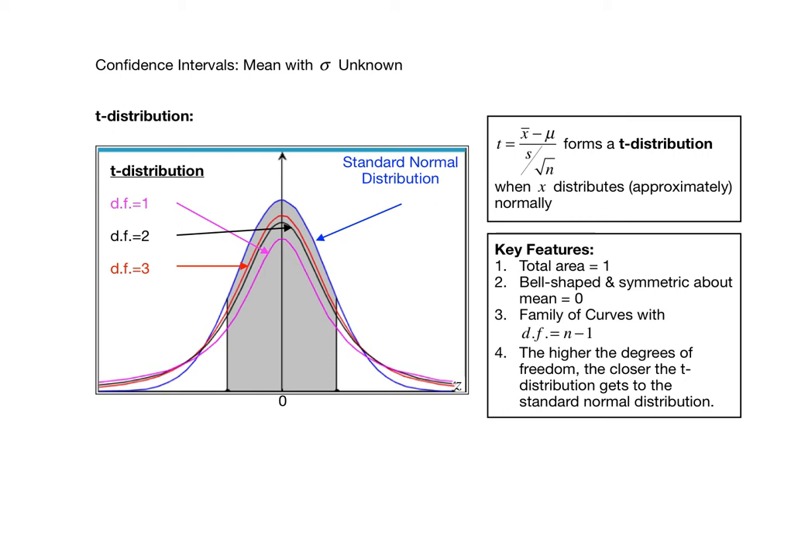So first, the t-distribution is in fact a probability distribution function. It's a continuous probability distribution function. So just like the standard normal distribution, it also has a total area underneath of 1. And notice that these three curves in here, the red, black, and the magenta one, are bell-shaped also just like the standard normal distribution. And they're also symmetric about a mean of 0. So there's a lot of commonalities with the standard normal distribution.